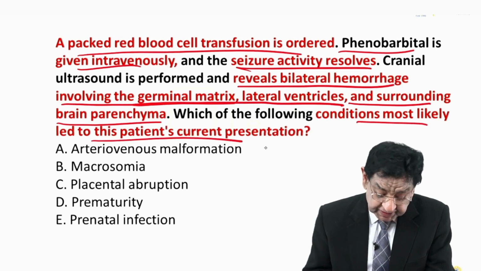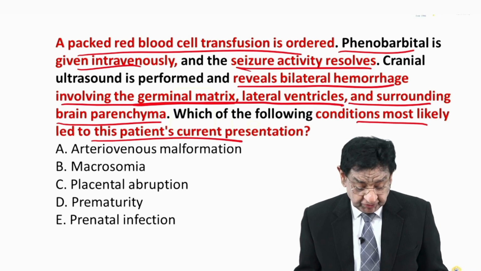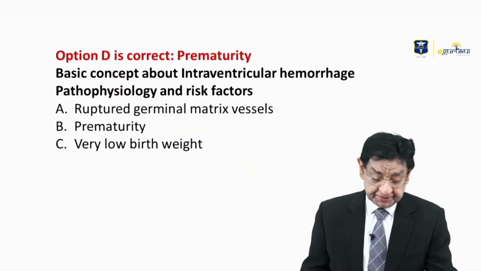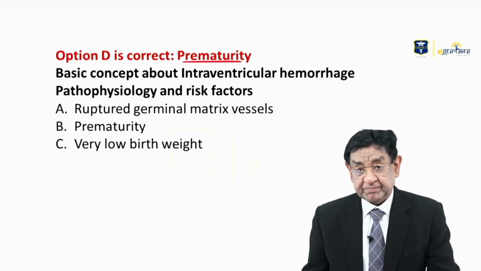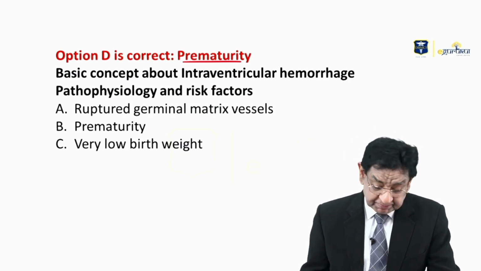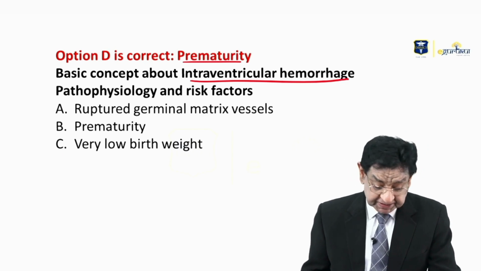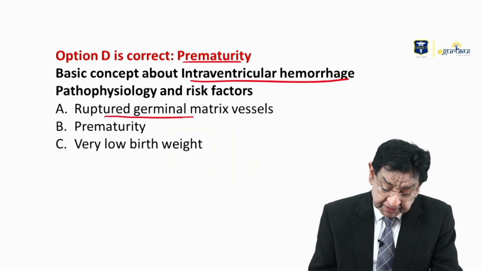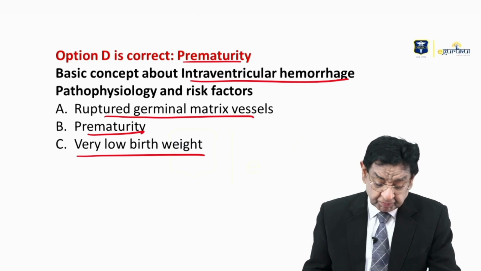This happened due to which condition? Okay. Well, the answer is this all occurred due to prematurity. Well, there is a bleeding in the brain. So let's learn some basic concepts about intraventricular hemorrhage before I really discuss this question. The pathophysiological features are ruptured germinal matrix vessel, prematurity and very low birth weight.